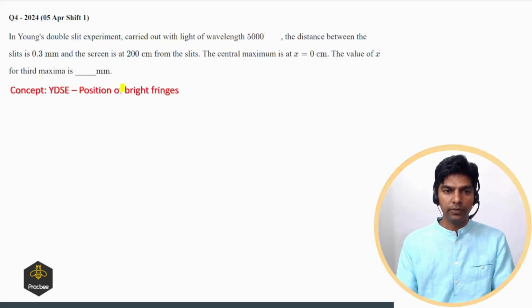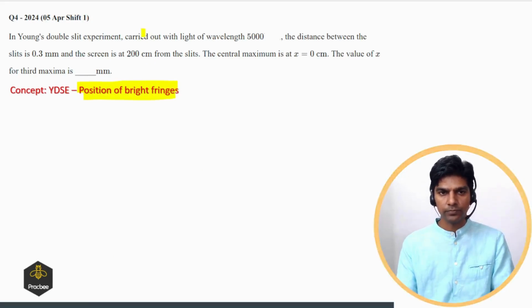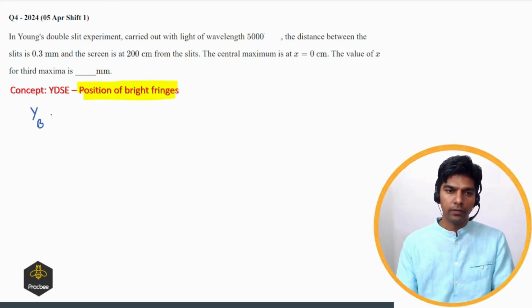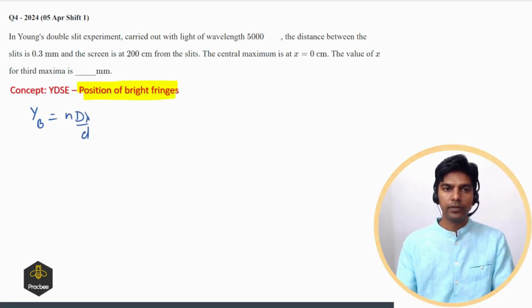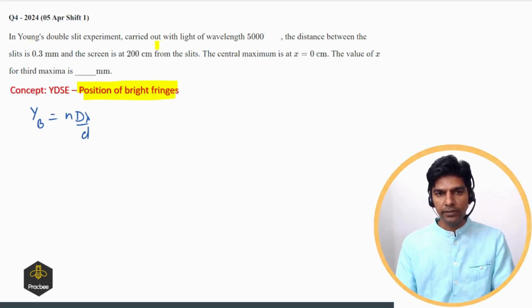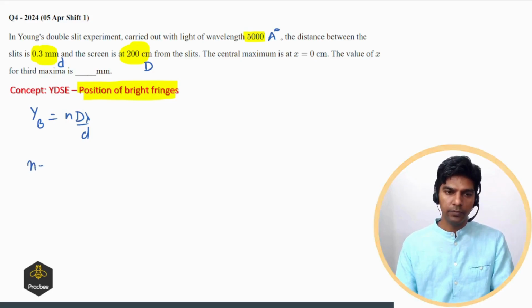Now the next problem type is based on position of bright fringe. So here we have to use the n D lambda by d formula. So in YDSE carried out with a light of wavelength 5000 angstrom, the distance between the slits is 0.3 millimeter and the screen is 200 centimeter from the slit. So this is capital D and this is small d. The central maximum is at x equals 0 centimeter. The value of x for the third maxima. So n will be 3.